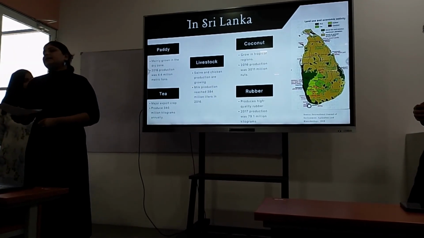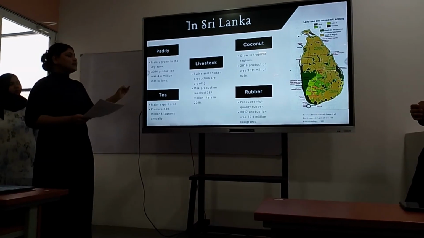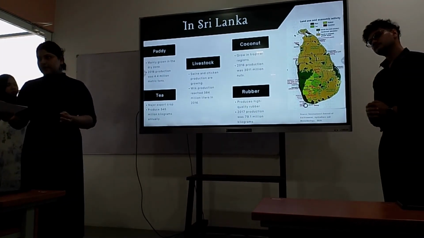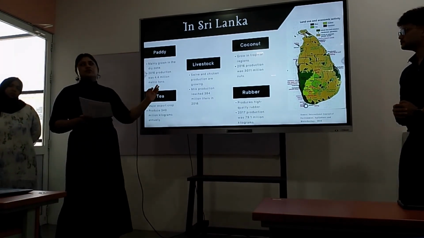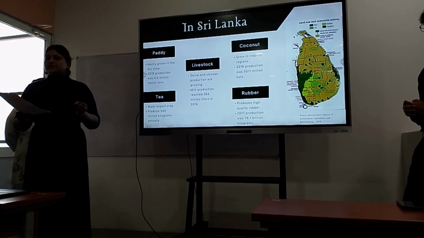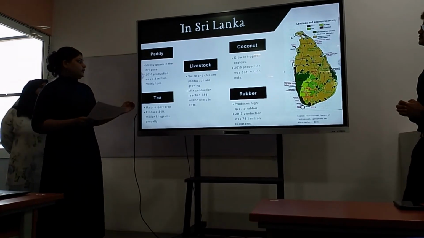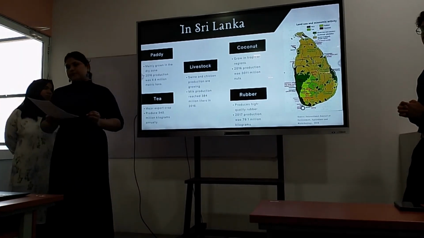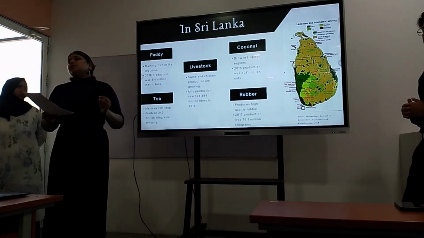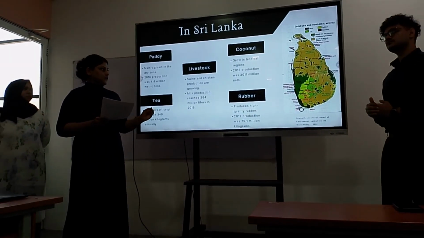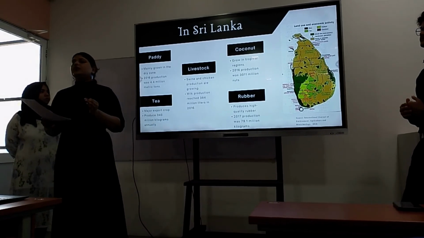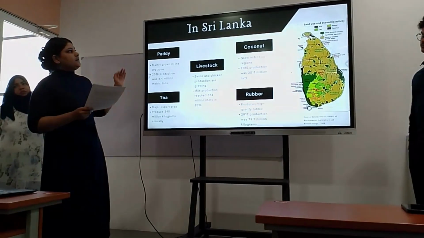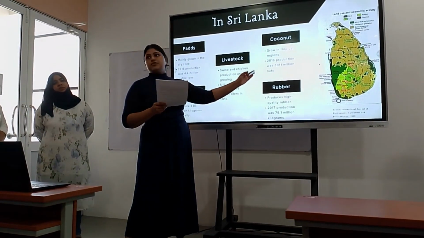Paddy is the staple crop of Sri Lanka, while tea is the major export of Sri Lanka, which is worldwide famous. Moving to livestock, Sri Lanka has an increasing livestock industry with a good production of milk, swine and poultry. Coconut is also grown in tropical regions, and rubber. We have a good production of high quality rubber in Sri Lanka. This information is illustrated by the Sri Lankan map.